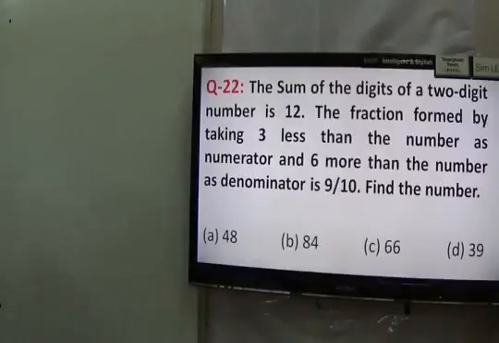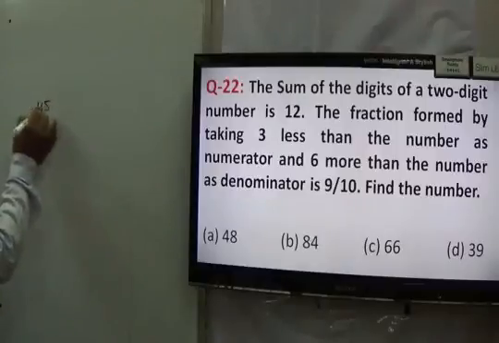It is given that the sum of digits of a 2-digit number is 12. The fraction formed by taking 3 less than the number as numerator and 6 more than the number as denominator is 9/10. We have to find the number. Okay, we can just take the help of the options. Sum is 12. We can say that everywhere the sum is 12. The number formed by 3 less than the number as numerator. Why not take the first option?